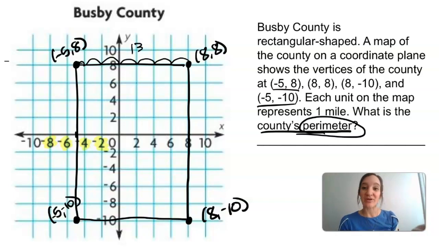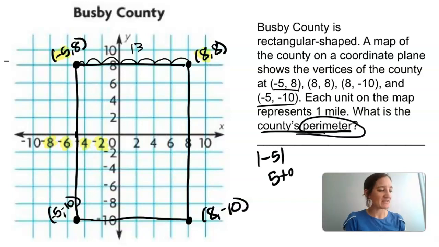Or we could remember our last lesson where we take the coordinates that are different. In this case, 8, negative 5, and 8, and we find the distance. What's the distance between negative 5 and 8? Well, negative 5 is really just like a distance of 5, because distance is always positive, right? Plus 8, and that gives you 13. So yeah, we were right in counting. So 13 there, 13 on the bottom, because it's a rectangle, correct?